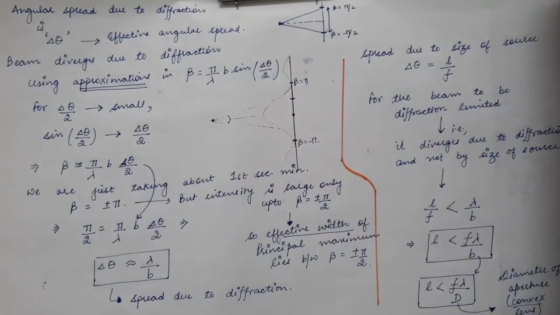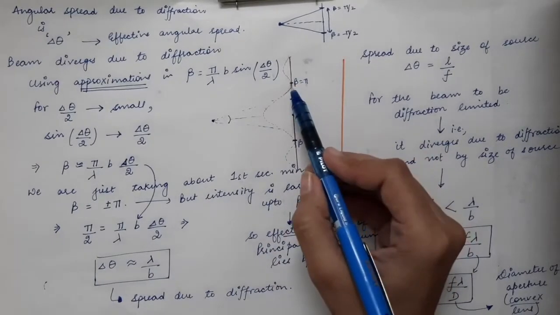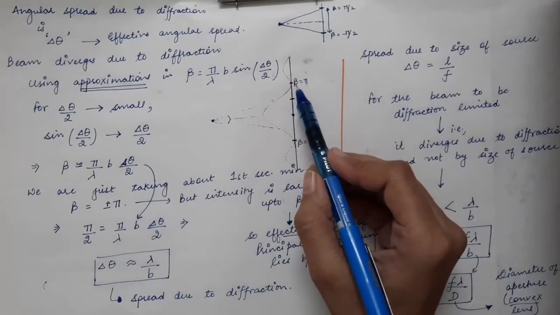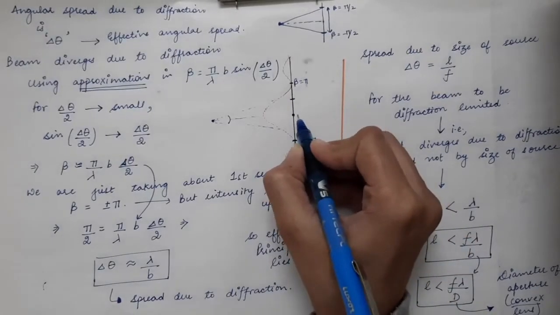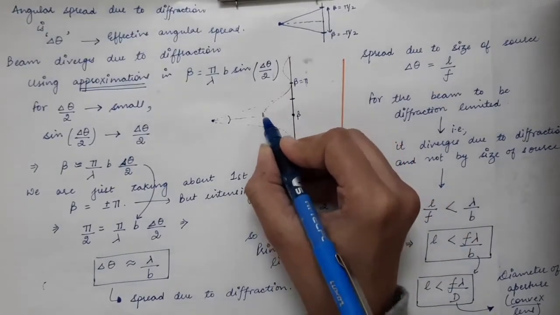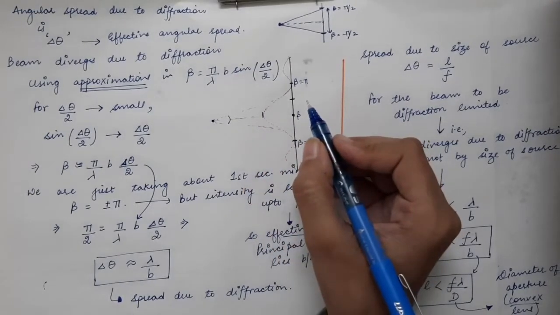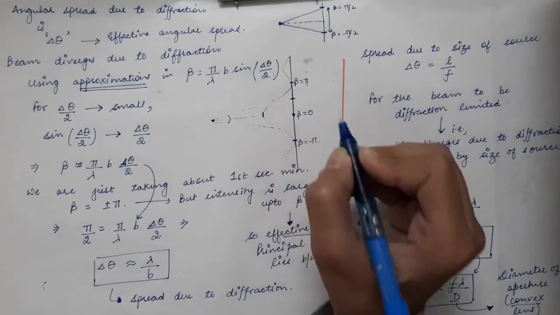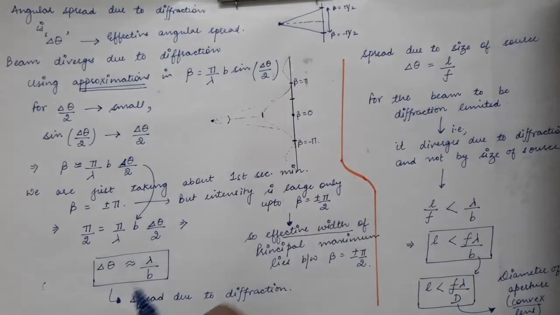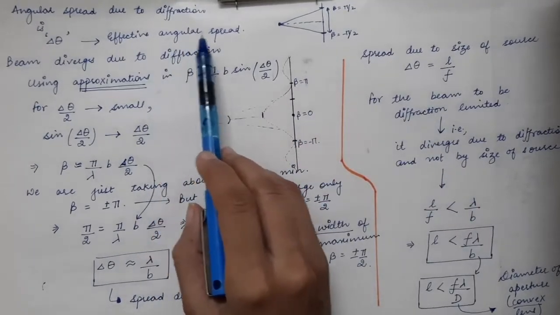This we have already seen in the previous lecture, that the first secondary minima is obtained at beta is equal to plus minus pi. So at this central point where we obtain central maximum, where the intensity of the light is maximum, at that point on the screen beta is equal to 0. So now we are going to see the effective angular spread.